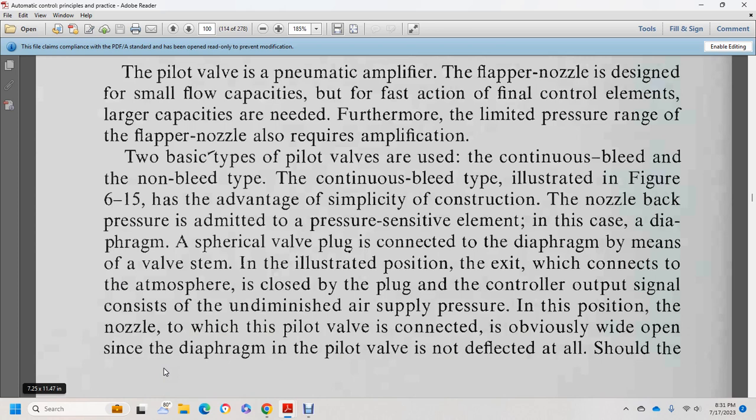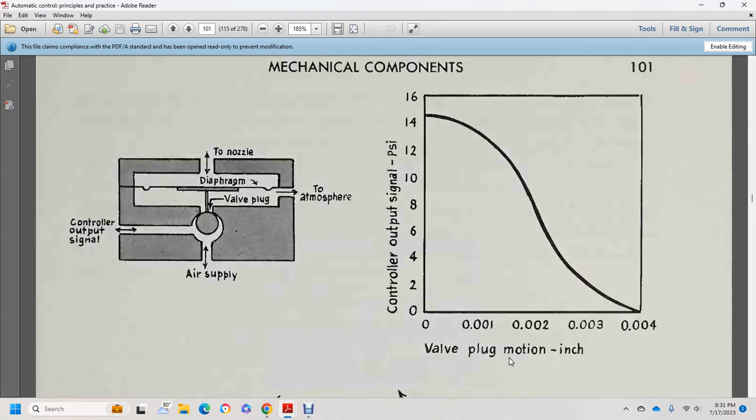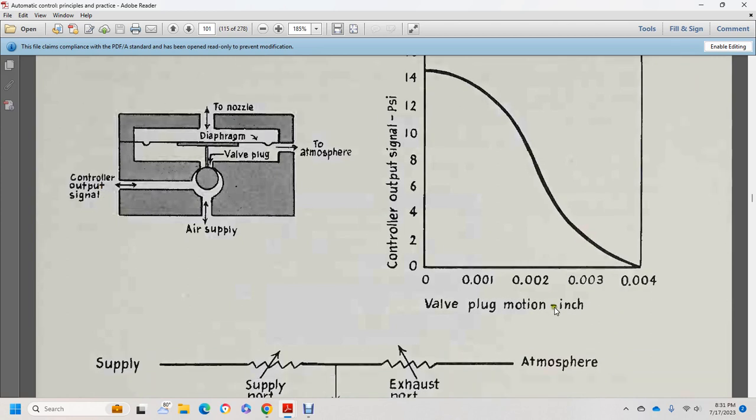In the illustrated position, the plug exists with a connection to the atmosphere, with the control output signal considered at undiminished air supply pressure. In this position, the nozzle with which the pilot valve is connected is obviously wide open, and the center of the diaphragm in the pilot valve is not deflected at all. Should the flapper show the diaphragm to the nozzle, the diaphragm valve with the plug connects the air supply and the controller output signal to the atmosphere.